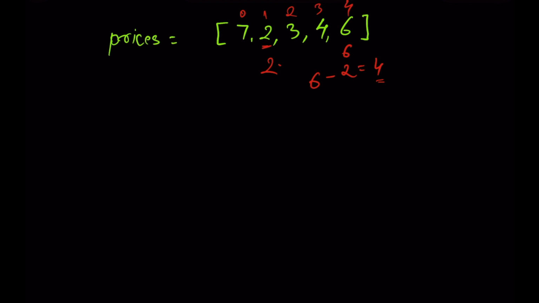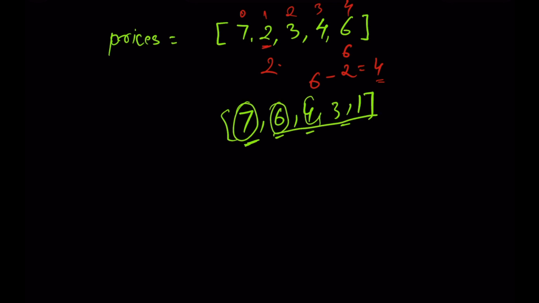Another example is, let's say you have an array 7 6 4 3 1 in this form, and for this one the max profit should be 0, because no day after that has a higher stock price. So you can buy a stock at index 0 but you can't sell it, right? You don't have a higher selling price, so in this case the max profit is 0.